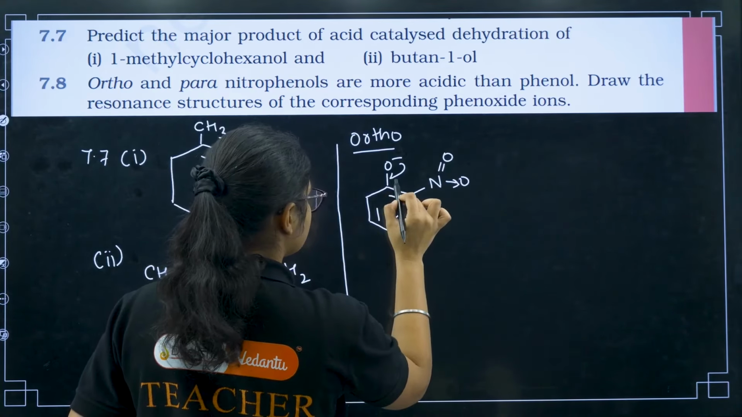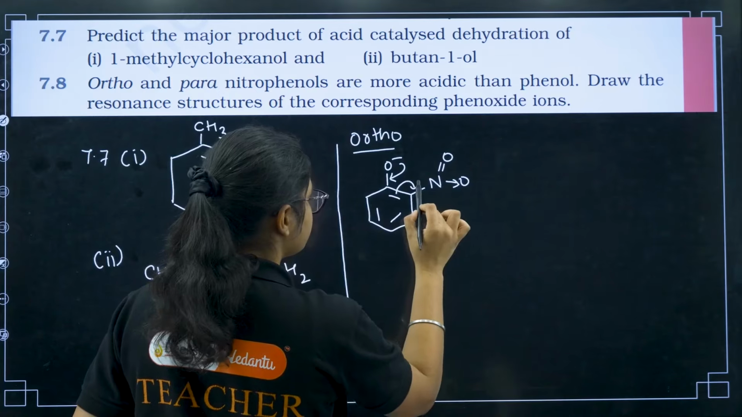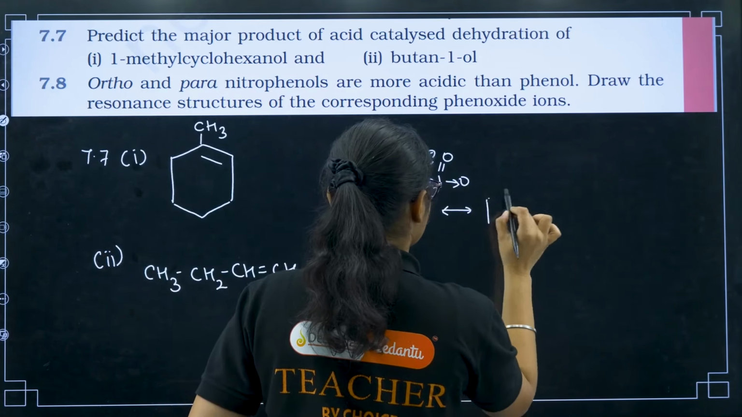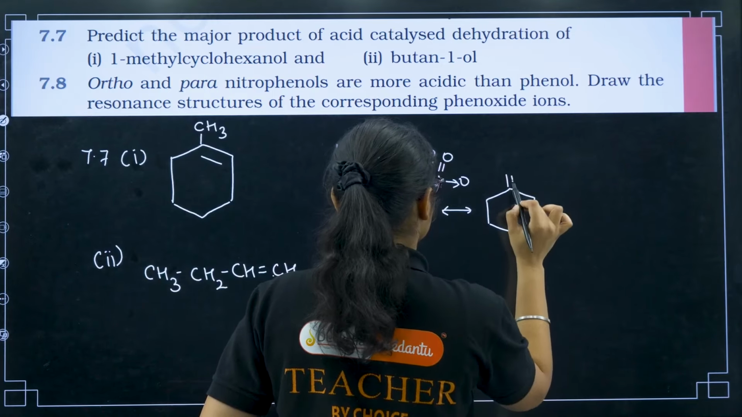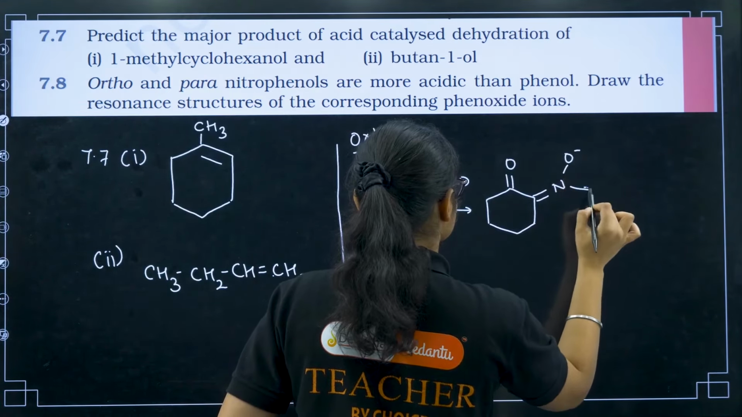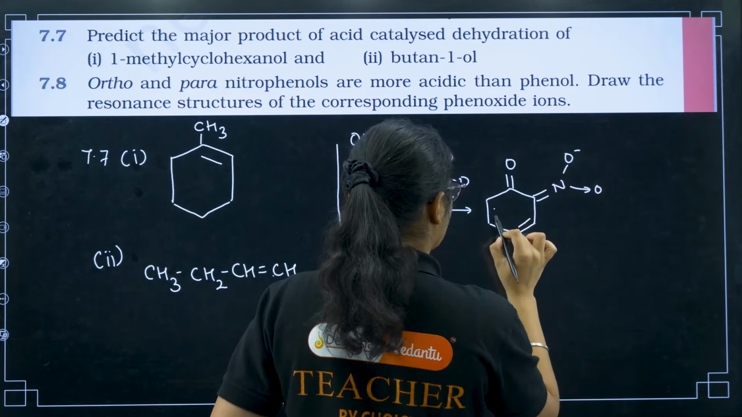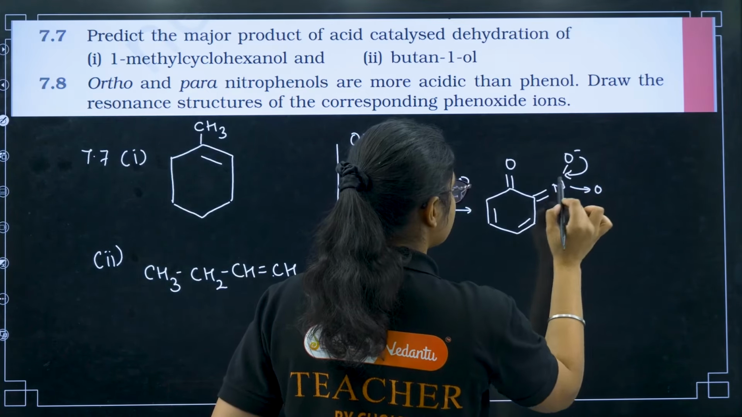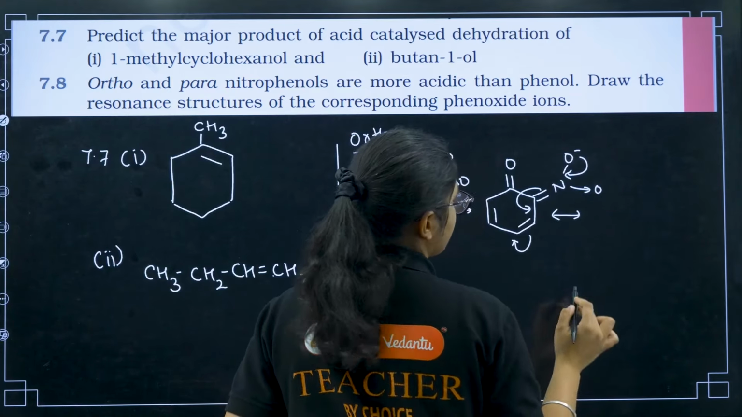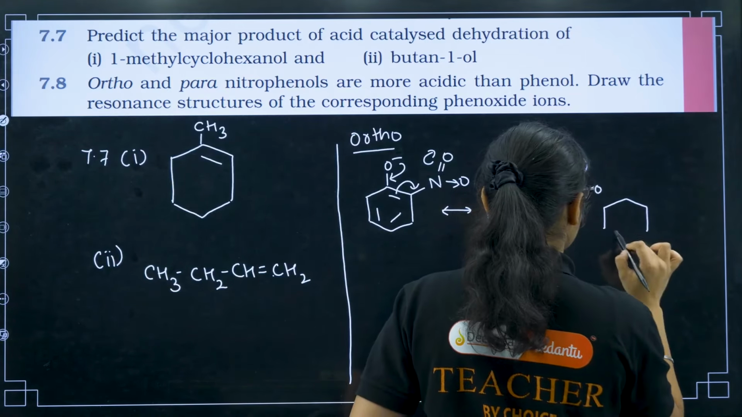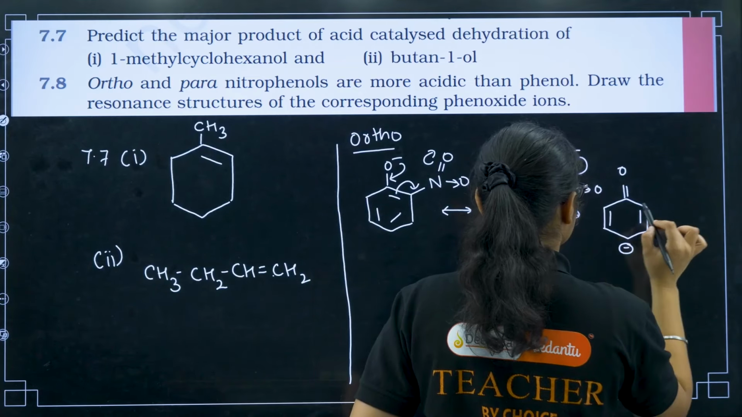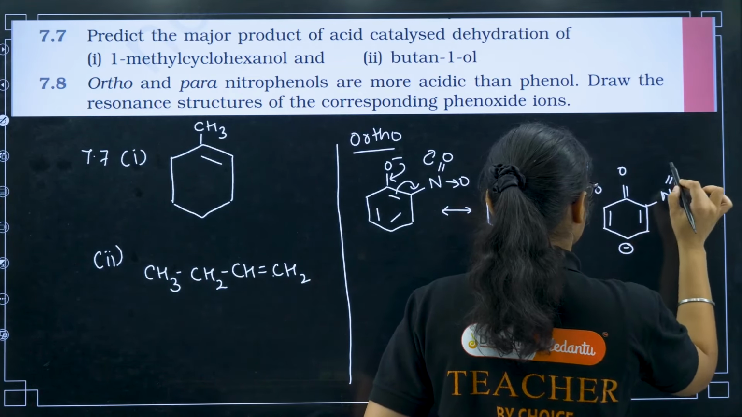So first what will happen? This bond will shift here, this bond will shift here, and this bond will shift here. So what will be the structure I will be getting? Here I will get a double bond here. This is N, this is O minus, this is double bond O here and here. Next what will happen? This one will come here, this one will come here, and this one will come here. So what will I get here? You will get like this, this, and this, and we have this one.